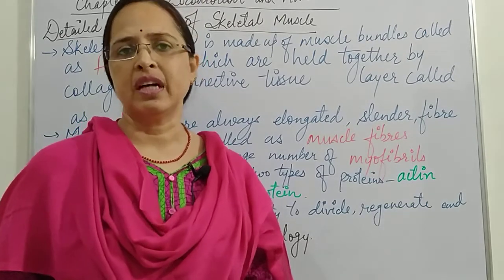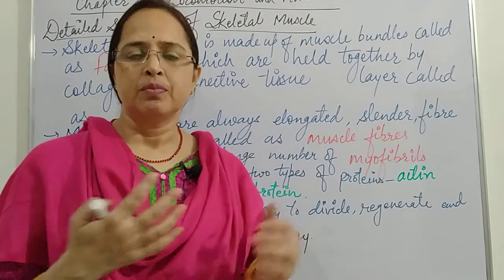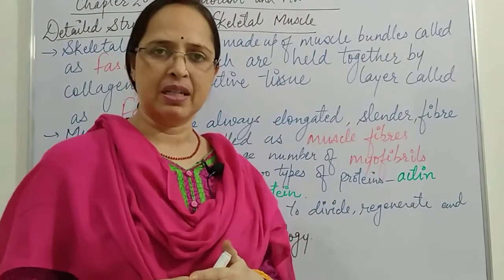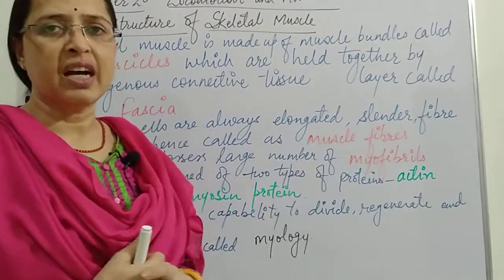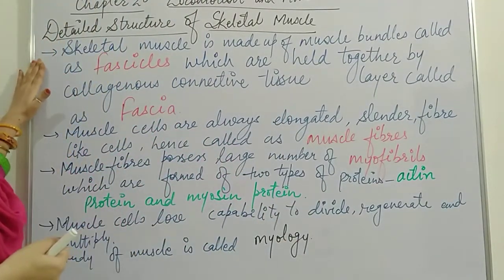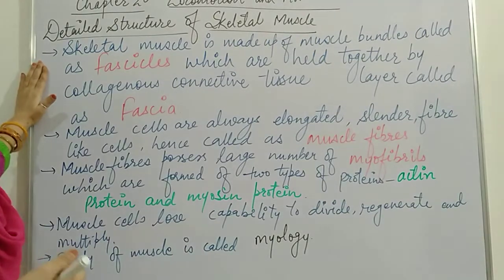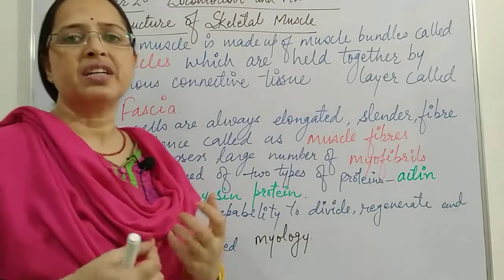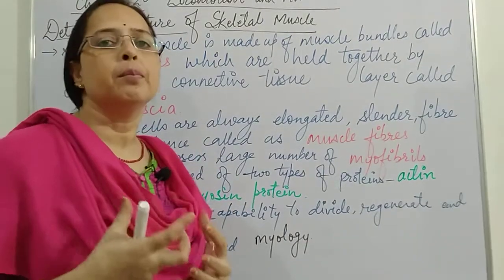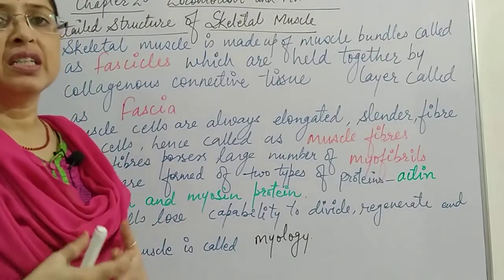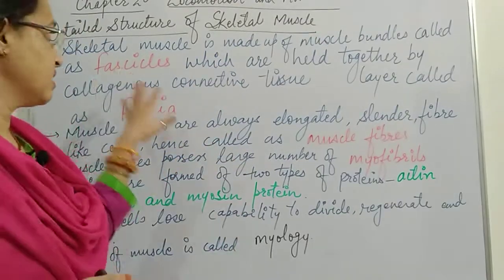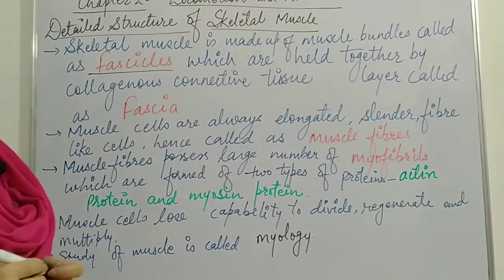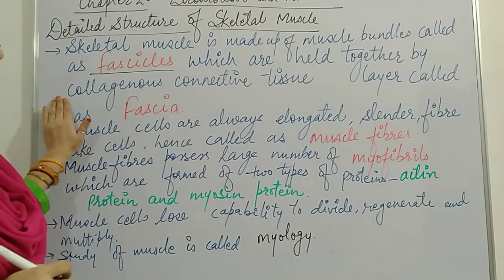Now we are continuing with the chapter. Today we will discuss the detailed structure of a muscle, the skeletal muscle. Here are a few points, have a look. Skeletal muscle is made up of muscle bundles called fascicles. That means muscle is not a single cell, it is found in bundle form, and that bundle of muscles is called fascicles, which are held together by collagenous connective tissue.